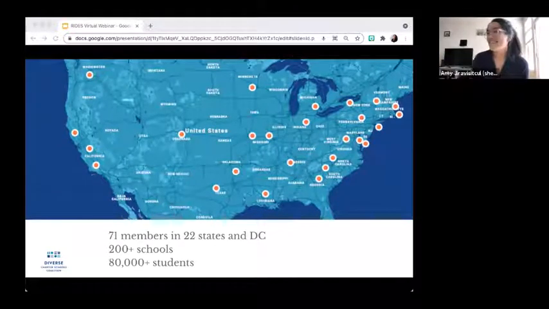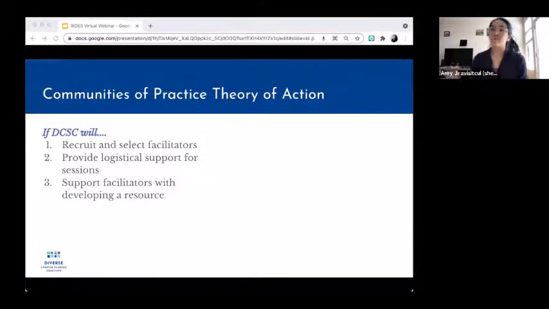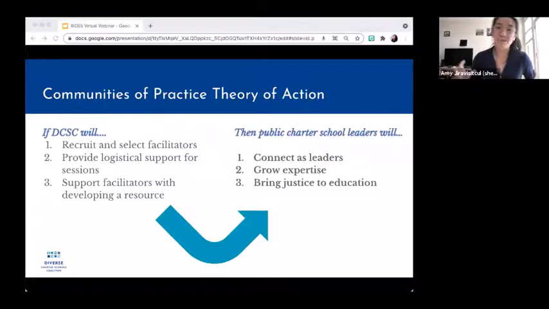Great, thanks, Seon. So as Seon mentioned, in addition to our convening and leadership support fellowship, we have our communities of practice. So this program is pretty young, I guess, in the history of the organization, and we're just finishing up our 2nd year. But our theory of action is if we are able to recruit and select facilitators, provide logistical support for sessions, and then support each group with developing a resource, then the public charter school leaders in our membership will be able to connect, grow their expertise, and bring justice to education.